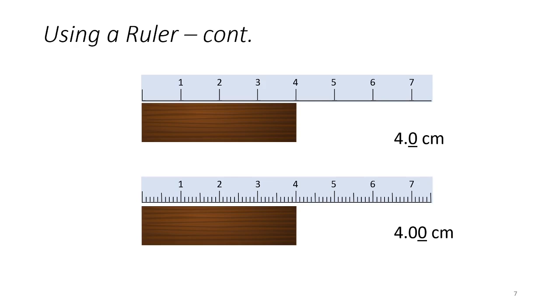Students often have trouble with this concept. Remember that every measurement must include an estimated digit. You're going to look at the markings on the instrument. The top ruler has markings every 1 centimeter, so our estimate is going to be in the tenths place. The bottom ruler has markings every 10th of a centimeter, so our estimated digit will be in the hundredths place.